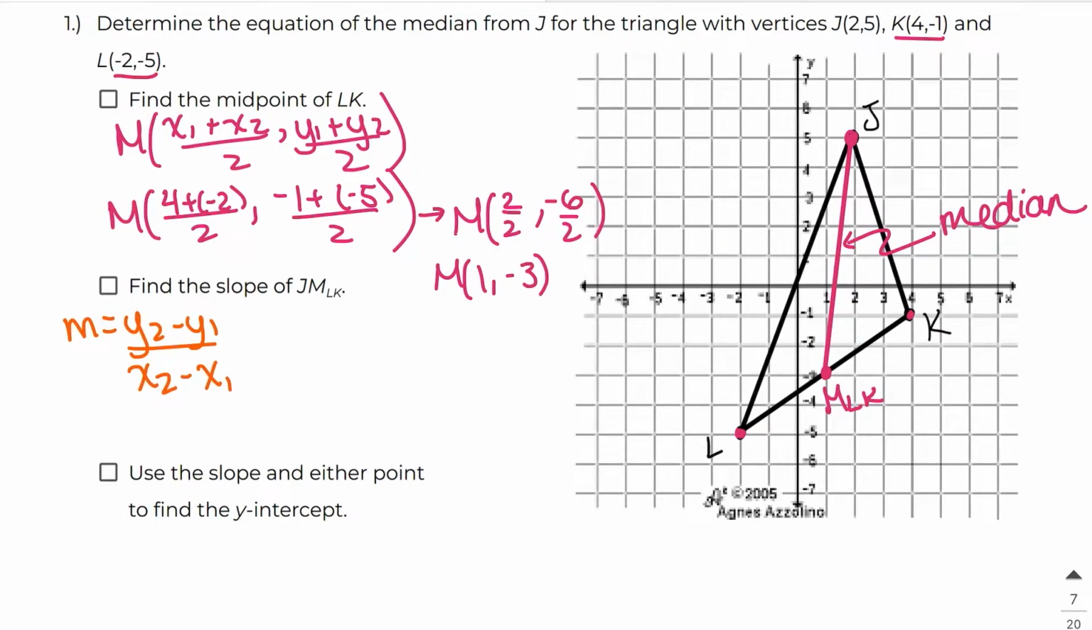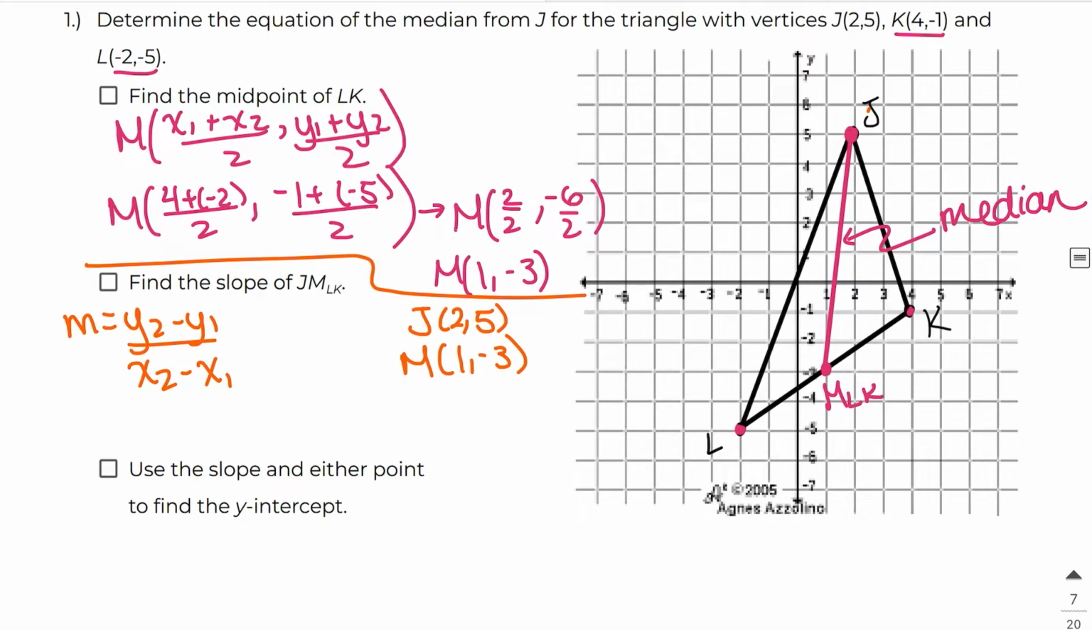But to find the slope, I need to know what my 2 points are. So I'm going to be using from J to M, the midpoint of LK. And that's what this is saying right here, the slope from J to the midpoint of LK. So we know that J is going to be, let me just mark this off right here, 2, 5. And then we also figured out that the midpoint is 1, negative 3.